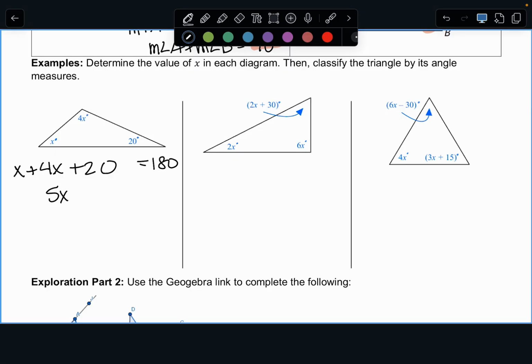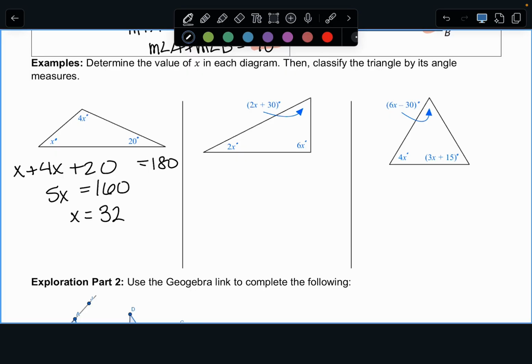Okay. We're combining like terms with 5x, and I'm going to subtract my 20 over to get 160. And then I'm going to divide by 5. I get x is 32. So anytime you have all 3 angles in a triangle, add them together, set them equal to 180.